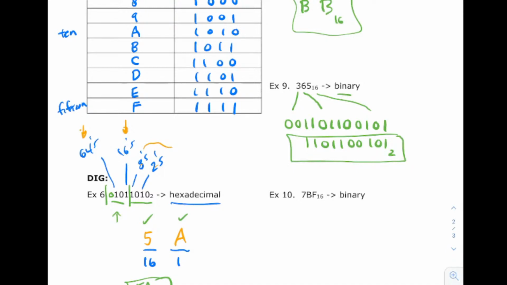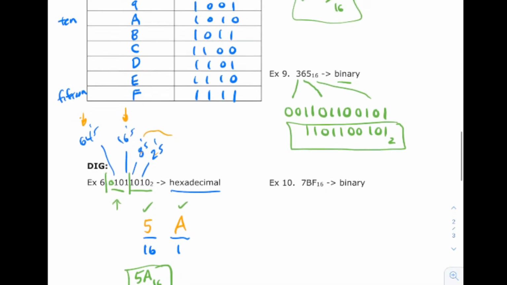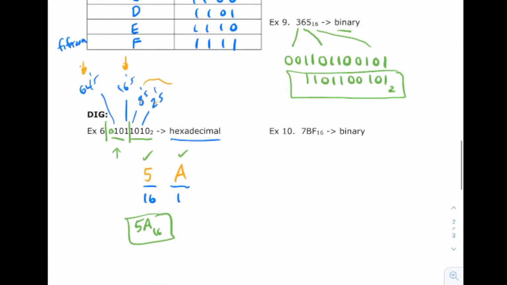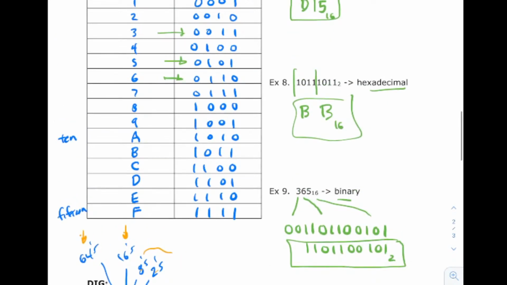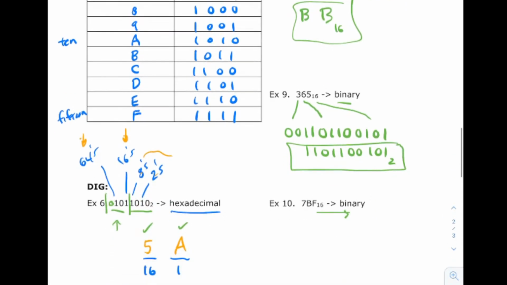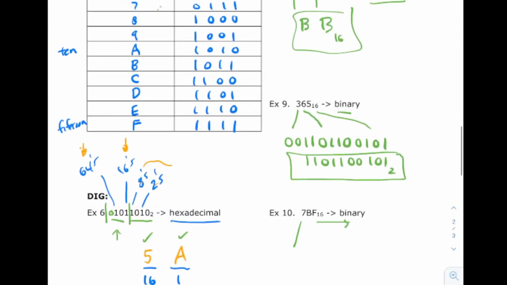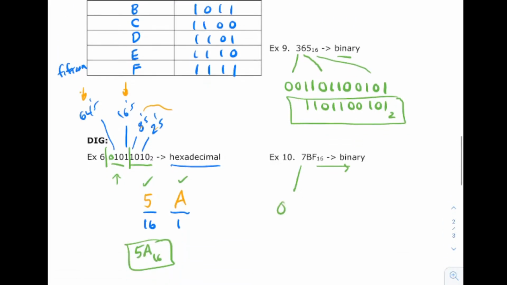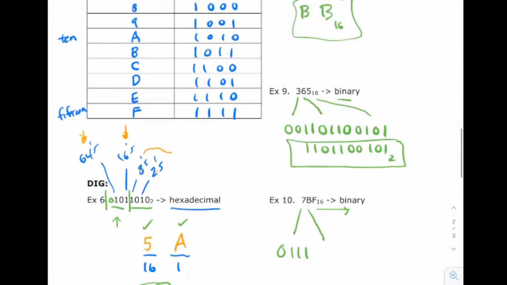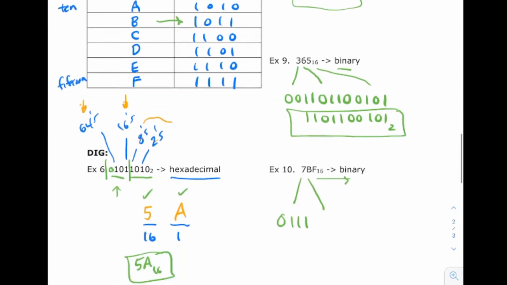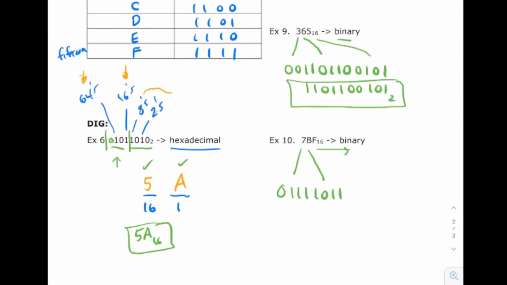You're grooving on this. Maybe you should do this last one, or it's not the last, but the last one on this page. Again, we're going from hexadecimal into binary, which means we're going in a rightward direction using that table. Each digit's going to become 4. So what does a 7 give me? A 7 is going to give me a 0111. And then a B is going to give me a 1011. And then an F is going to give me a 1111.